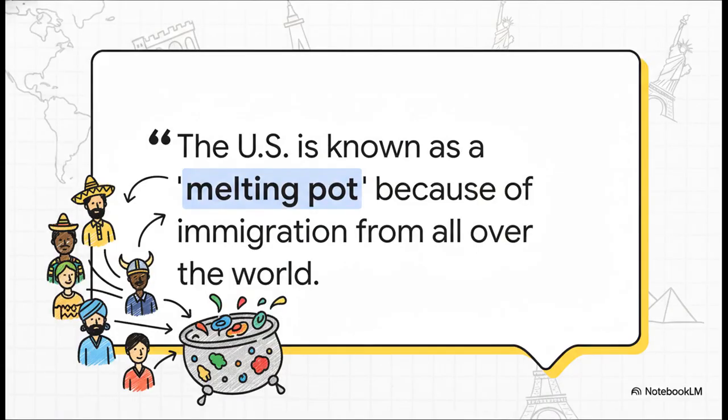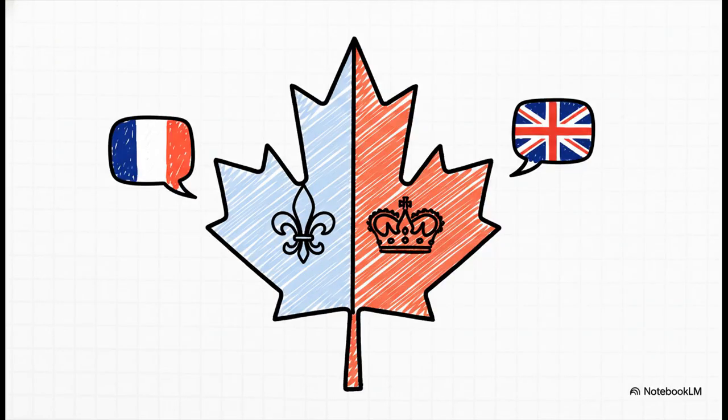But what about the human side of things? Well, the US is famously known as a nation of immigrants, right? The melting pot. It's been shaped by waves of people from all over the world, creating this incredibly complex and diverse cultural landscape. Canada's story is also one of immigration, but it has this unique foundation. It was built on a bilingual legacy from its British and French colonial roots, so that dual identity is a core part of its character. That's why you often hear it described not as a melting pot, but as a cultural mosaic.